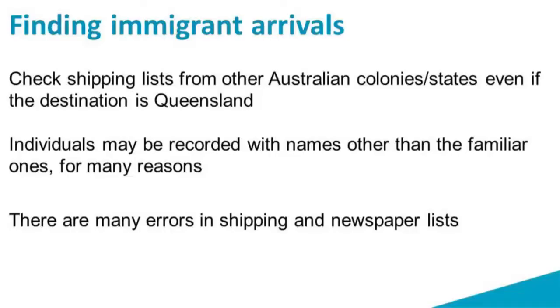Okay, so finding immigrant arrivals. If you can't find them coming into Queensland, check the other states, even if the destination is Queensland, because they may have come through the journeys that were made were either through the Suez Canal or down the African coast and across. We'll cover that again. So they may come in, say, in Victoria and then work their way up. So if you can't find them in Queensland, you definitely need to check the other states.